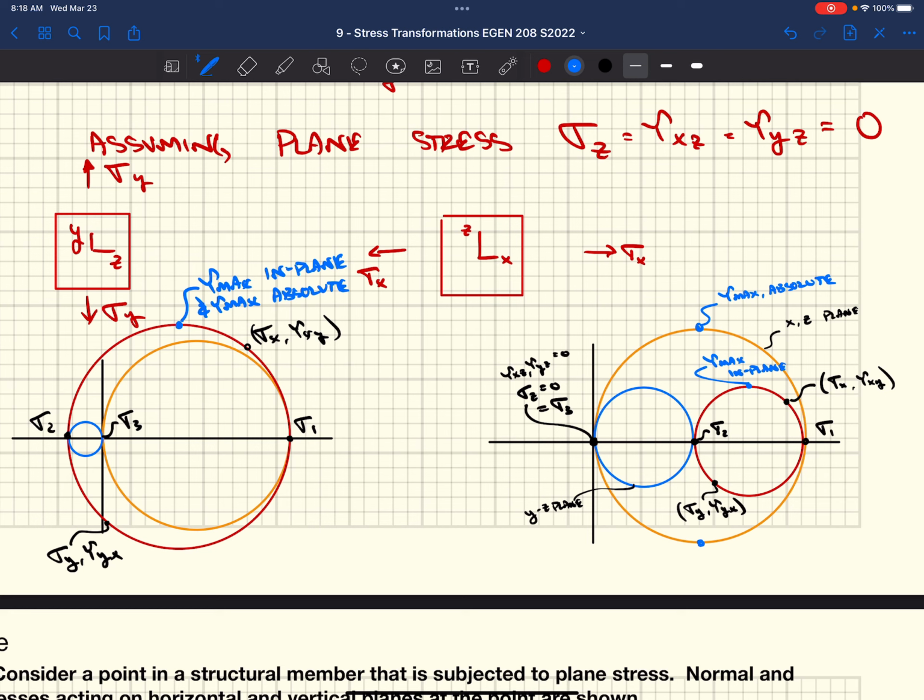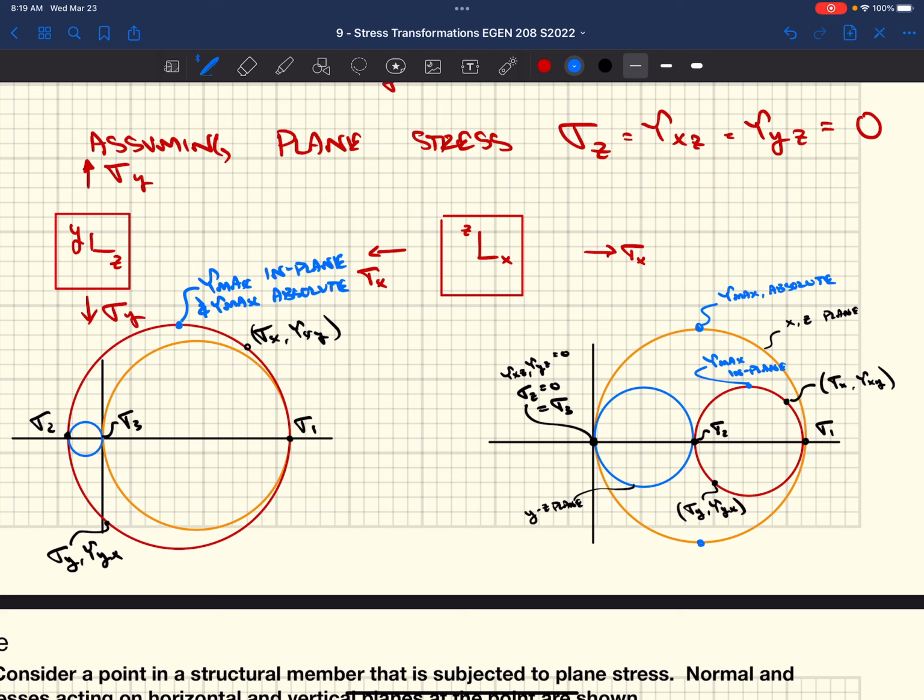And what does that mean? Well, that means the largest circle you're going to draw is going to be the one that you draw first. All that means is that the maximum in-plane shear stress in your material is the maximum absolute shear stress in the material. Can't get any bigger than the stress that you see when we look at just the XY plane. Okay. Does that help? Sweet. Any other questions?